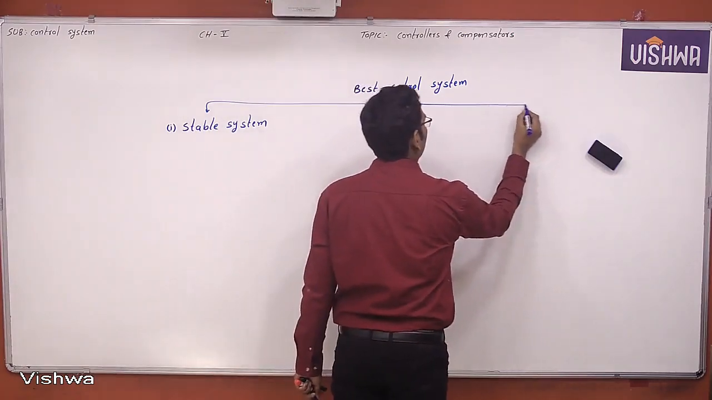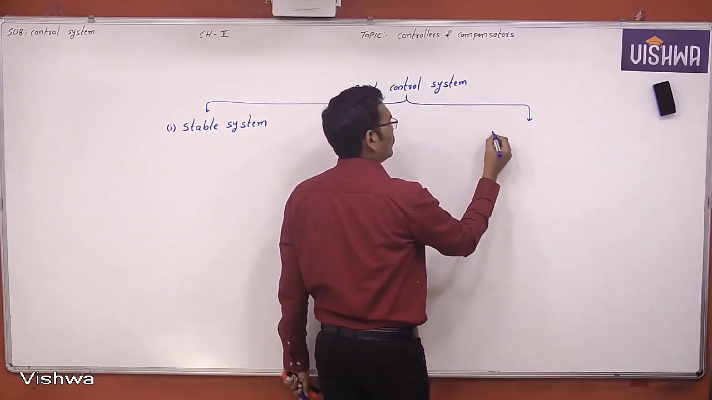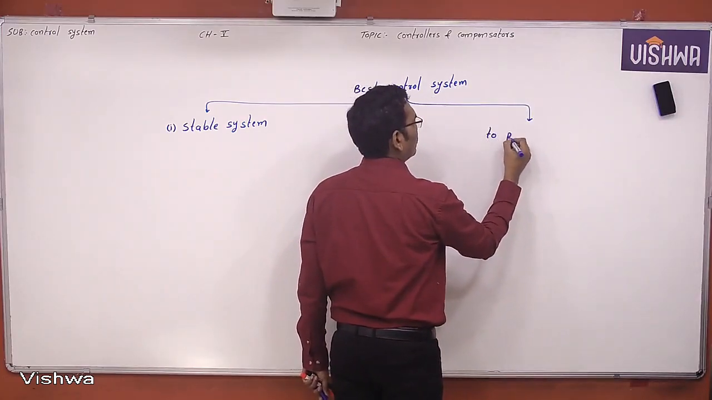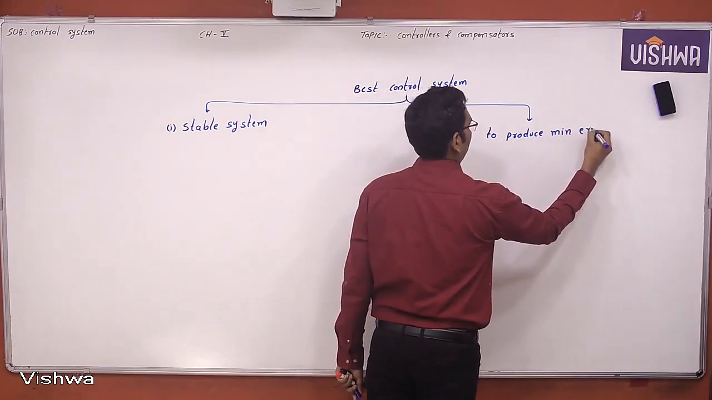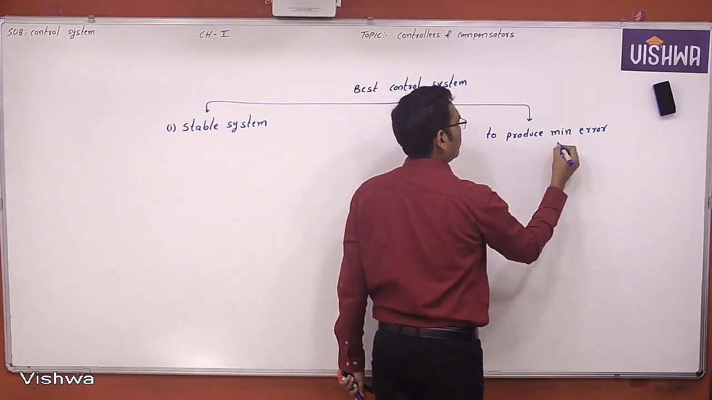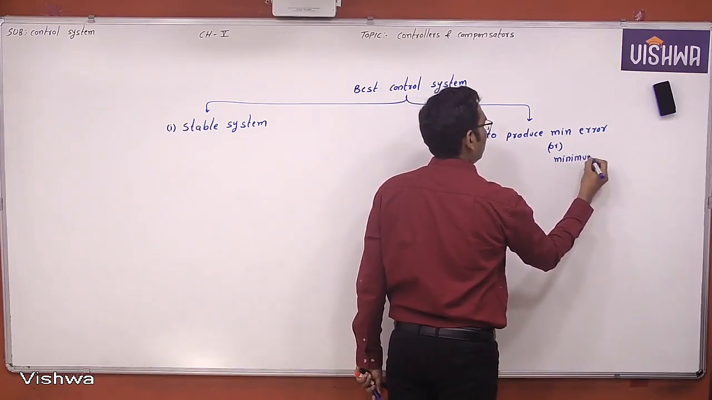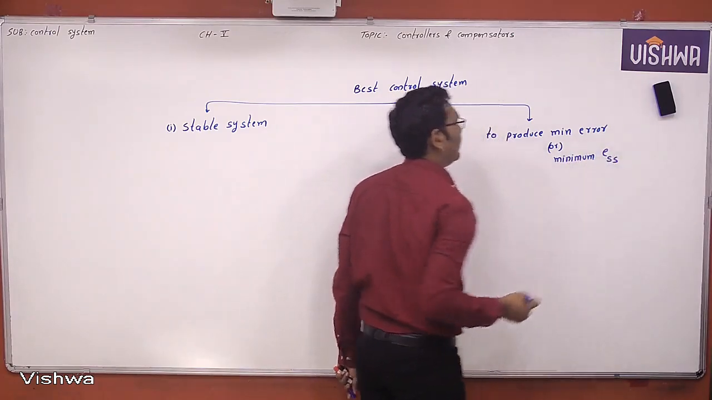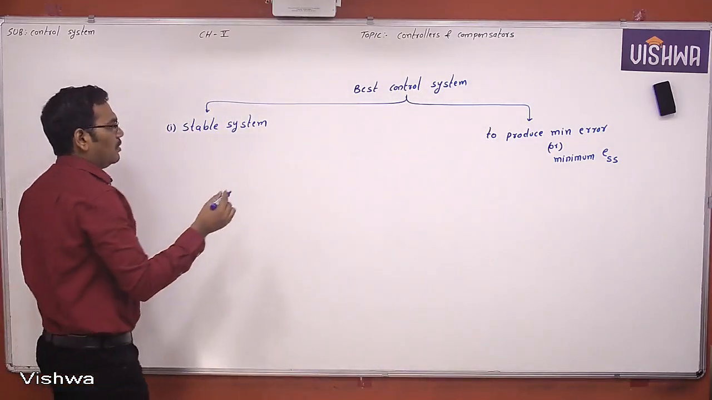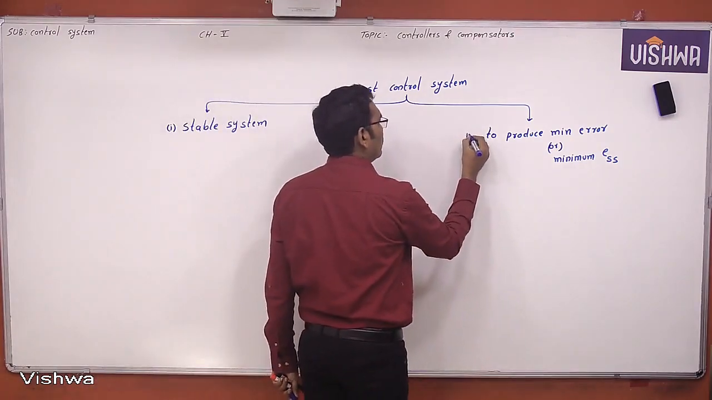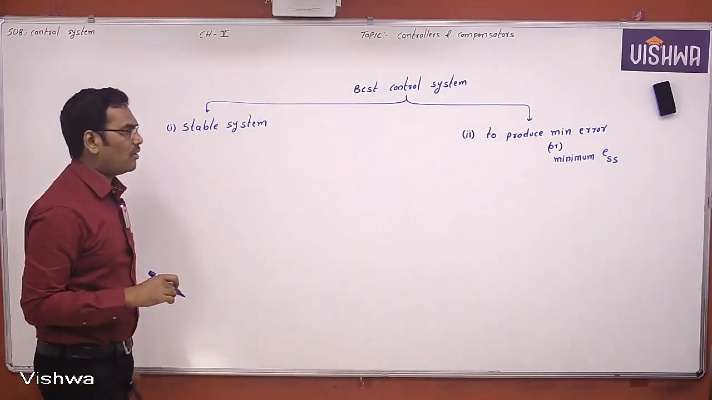This best system is to produce minimum error, or of course minimum steady state error. Minimum error or minimum steady state error. Is it right or not? So these are the two features such that the system should be the best system, we call it. Am I right or not?